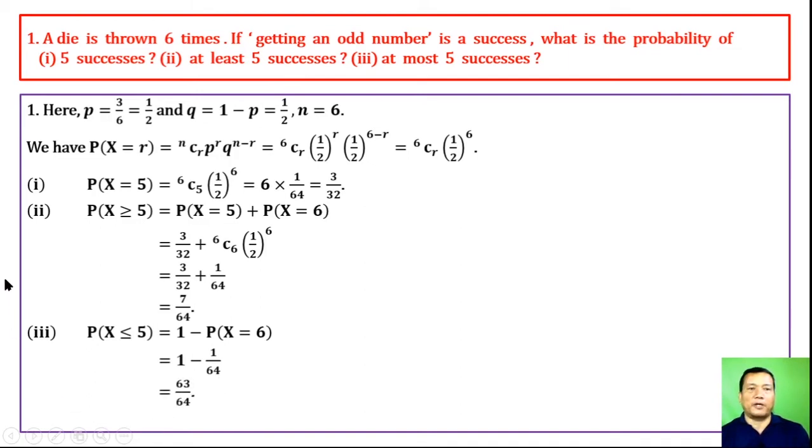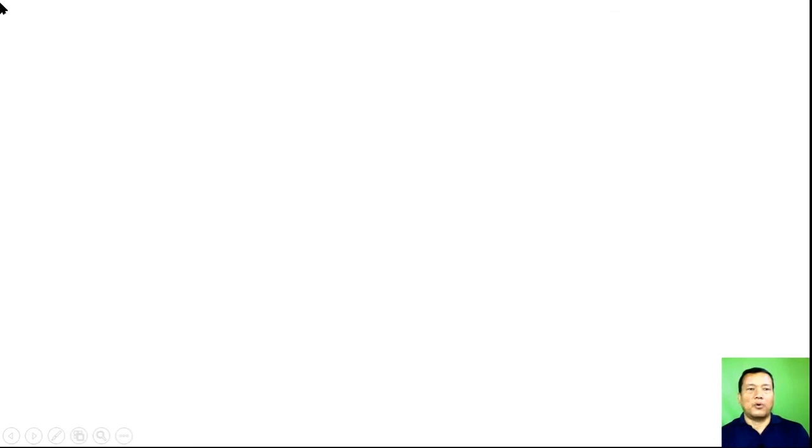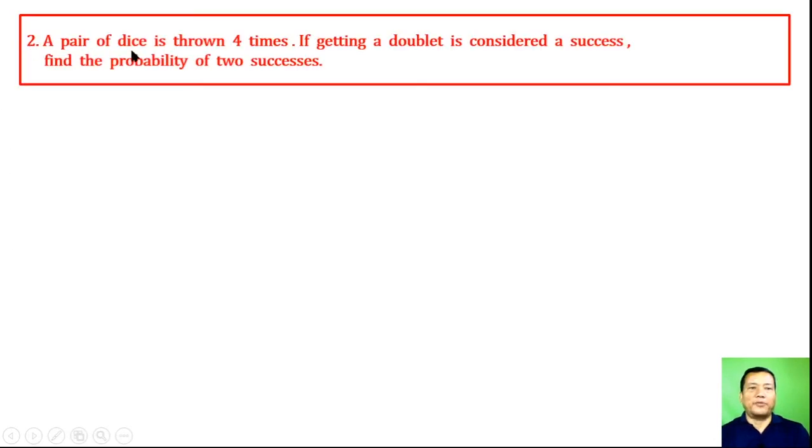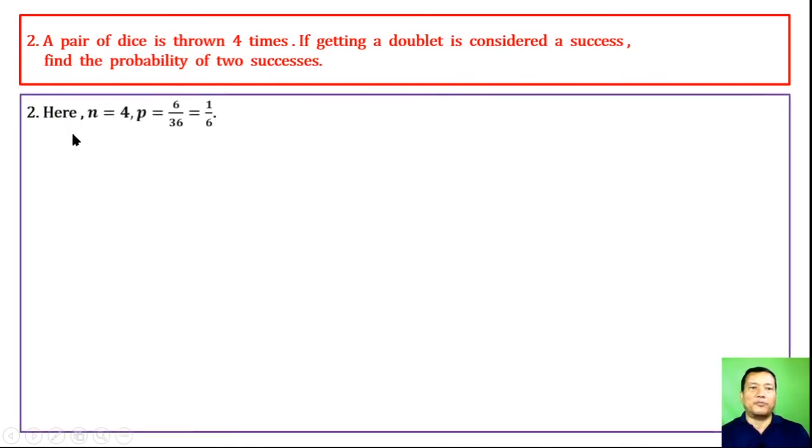For question number 2, a pair of dice is thrown 4 times. If getting a doublet is considered a success, find the probability of 2 successes.